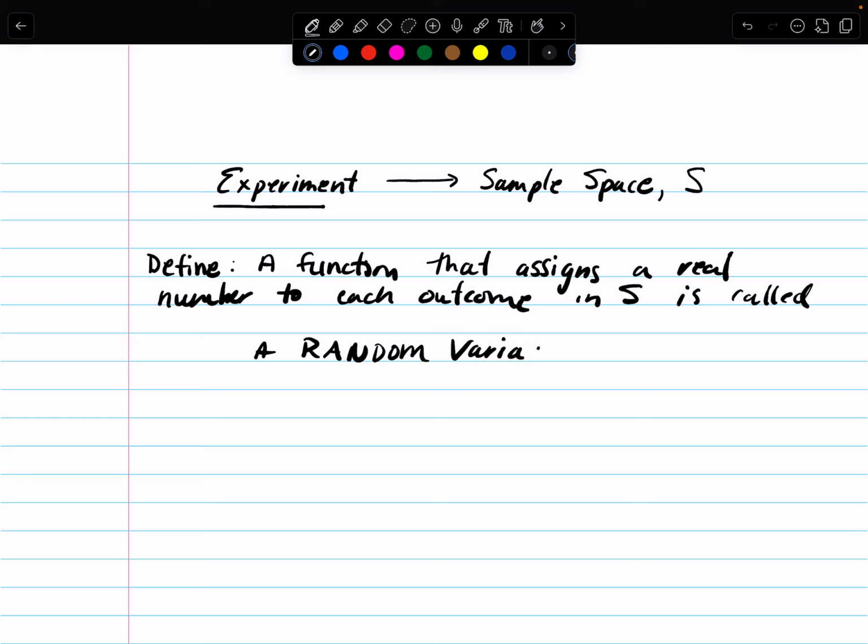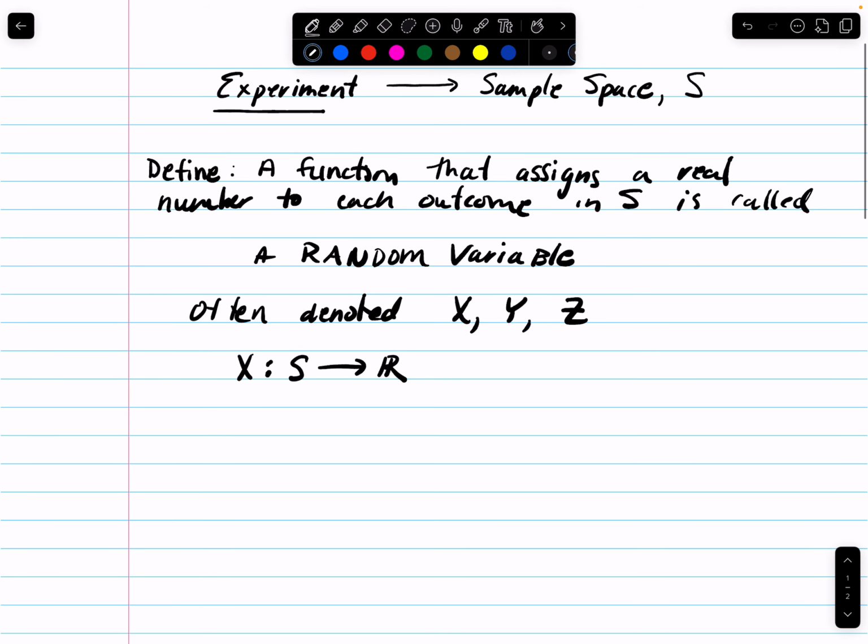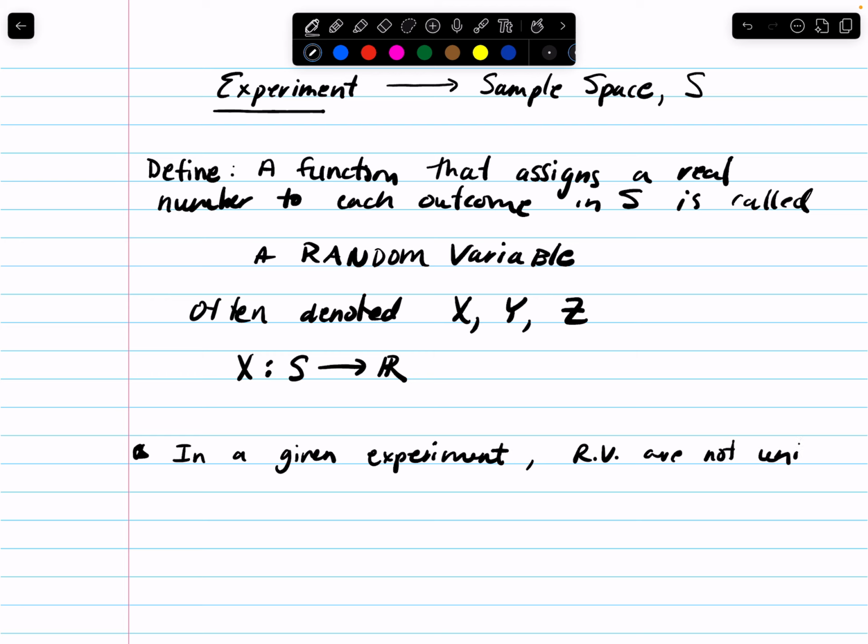So it is a function. A random variable is a function, and we often denote it with capital letters, X, Y, Z, and so forth. So if X is our random variable, it's a function on our sample space to the set of real numbers, assigns it a value to them. Note that in a given experiment and its associated sample space, random variables are not unique. So you can define, in a given sample space, several random variables.